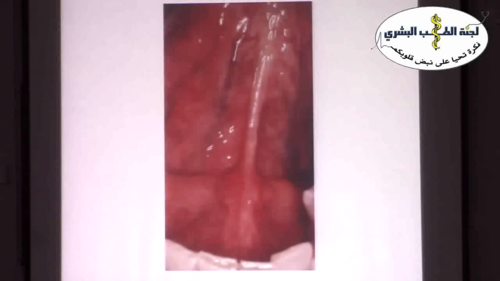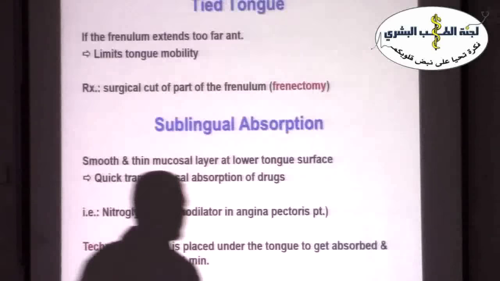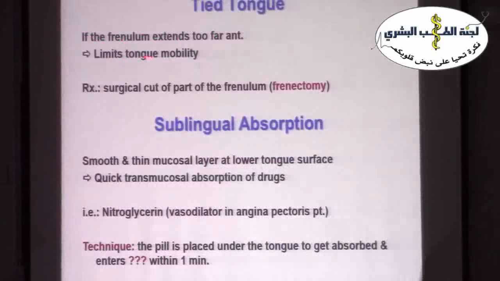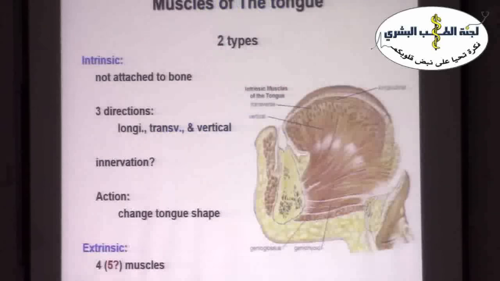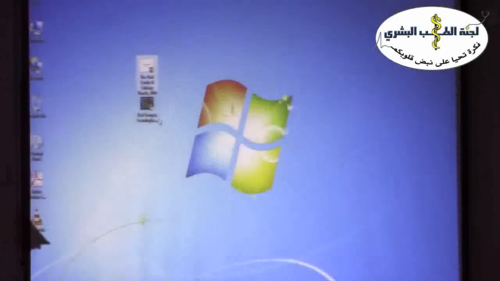So this will lead in babies to suckling problems, and later on to speech problems. Suckling and speech problems. This is what we call tight tongue. Tight tongue indicates that the frenulum is large and extends too far anteriorly, which limits the mobility of the tongue.